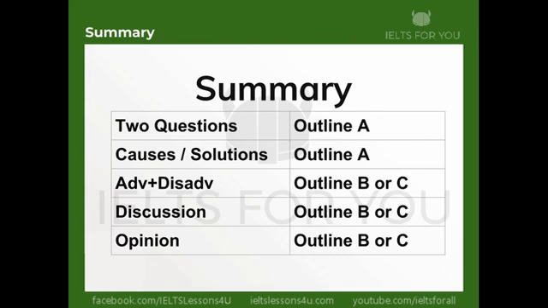You'll notice, perhaps you feel more comfortable with outline B. That's fine. Practice that a lot. Okay, if you feel more comfortable with outline C, that's great as well. Like I said, I prefer C more for the opinion type. I kind of prefer B for advantages, disadvantages, and discussion. But it's your choice. Outline B or C will both give you the discussion and stance that you need to score highly. And that's the end of this lesson 1.